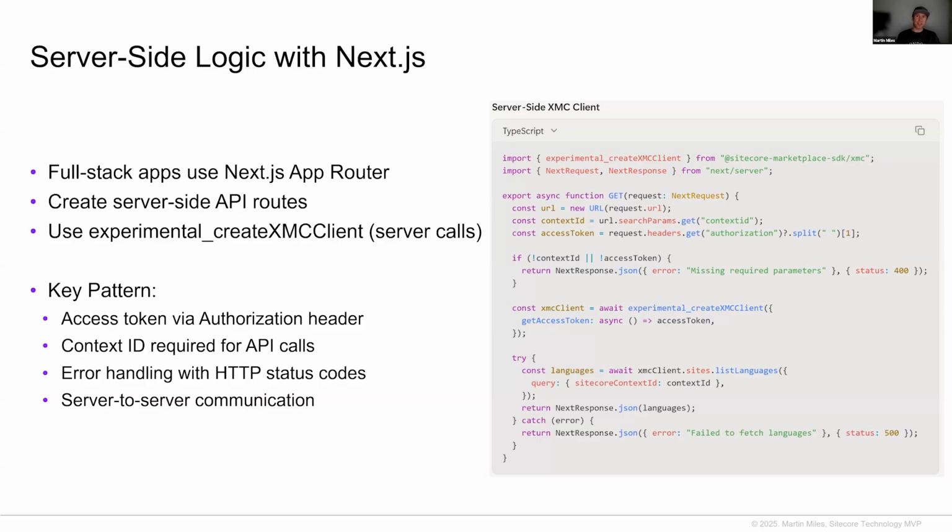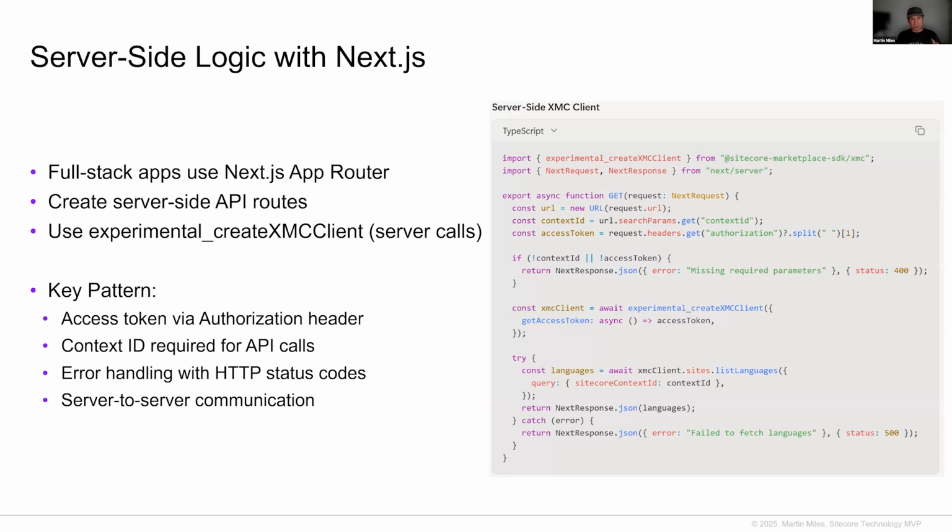I believe this name will get changed with time when it no longer is experimental, but let's see how it goes. Currently, it's named what it's named. So let me walk you through this code example. This is a Next.js API route that lists the languages for a given site.